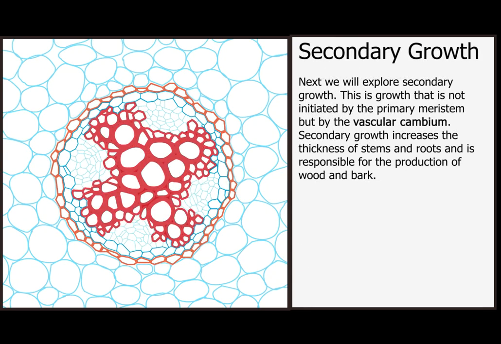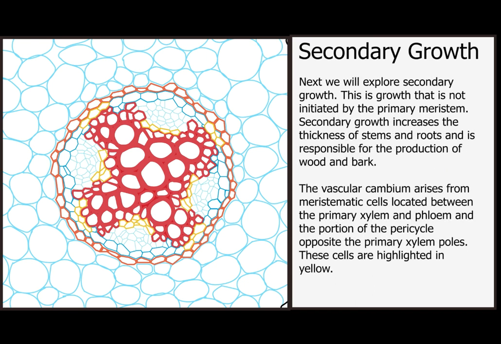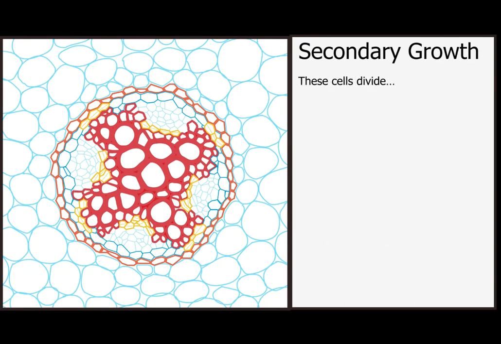Secondary growth. Now we will explore secondary growth. This is growth that is not initiated by the primary meristem, but by the vascular cambium. The vascular cambium arises from meristematic cells located between the primary xylem and phloem and the portion of the pericycle opposite the primary xylem poles. These cells are highlighted in yellow. Secondary growth increases the girth of stems and roots and is responsible for the production of wood and bark.